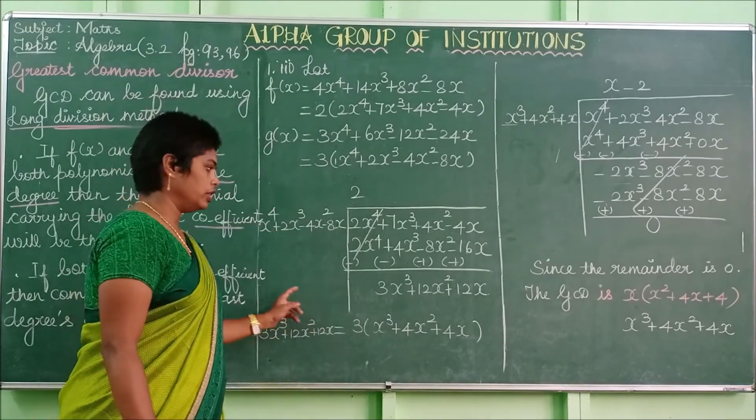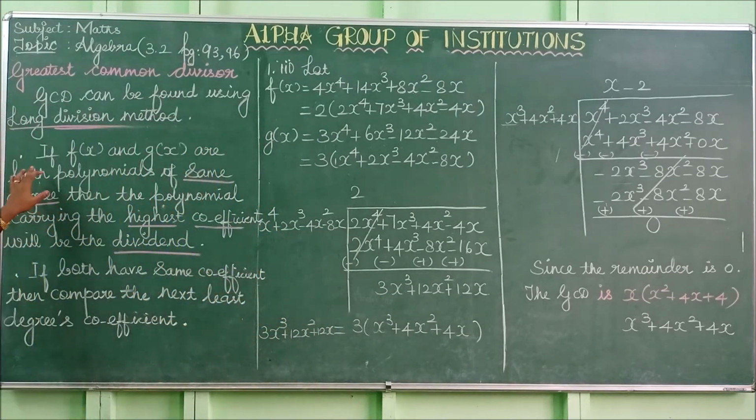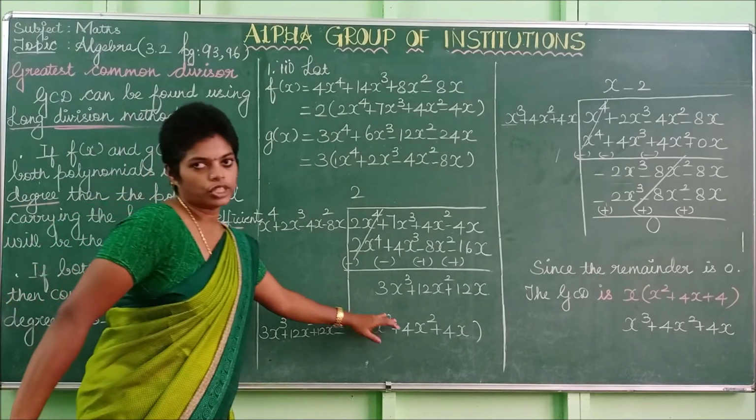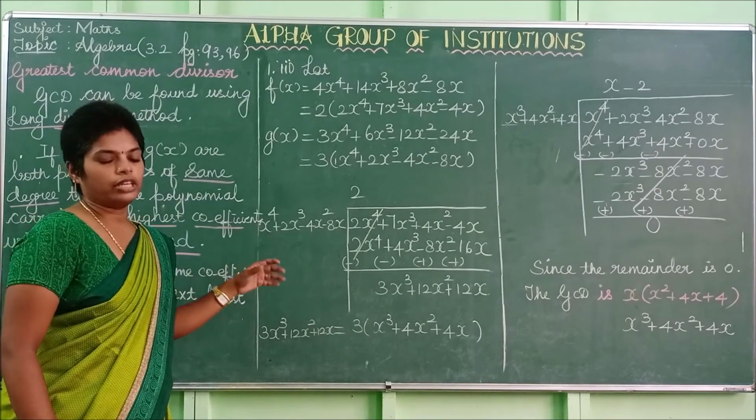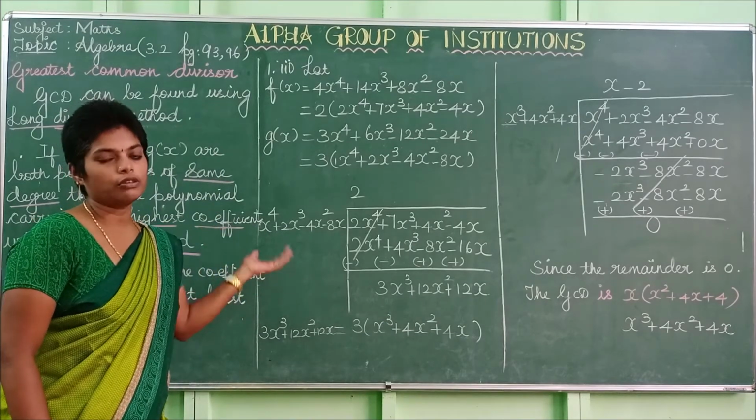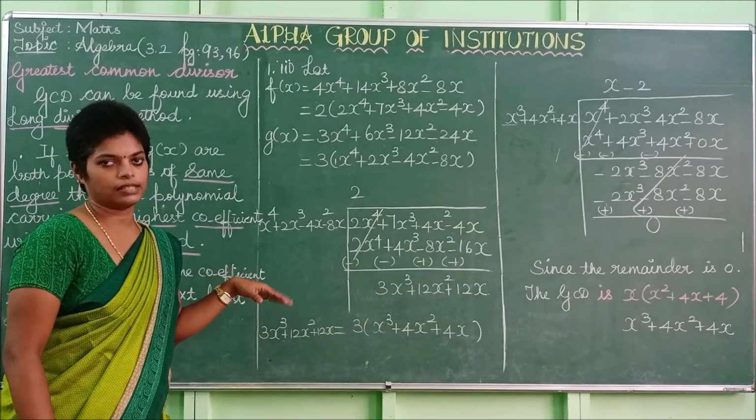Then listen one more thing. Here what is said in the statement? F of x and g of x are both polynomials of the same degree. Then the polynomial carrying the highest coefficient will be the dividend. So this is not your solution. If you get 0, remember as 0 only, that is your solution. If it does not come 0, you have to redo the steps.